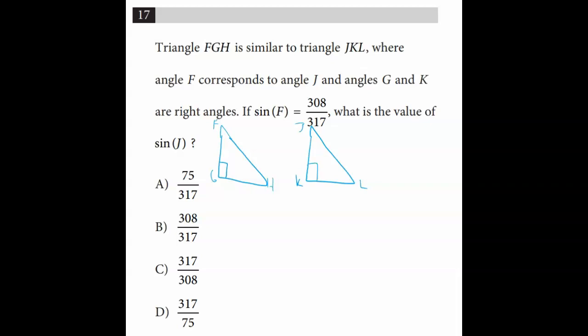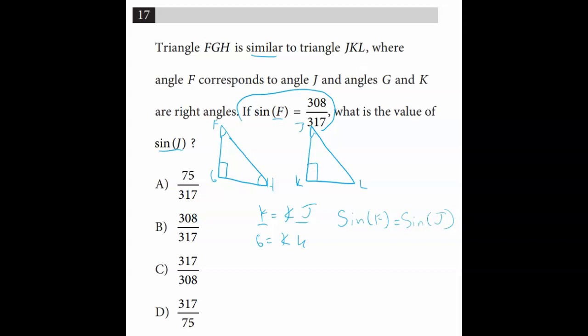If the sin of F is 308 over 317, what is the value of the sin of J? Okay, cool. Well, don't spend too much time doing this problem because you need to know that if these triangles are similar to each other, that means all their angles are going to be the same. So the angle of F is going to equal the angle of J, and the angle of G is going to equal the angle of K, and so on. But knowing that F equals J, then wouldn't the sine of F be the same as the sine of J if they're the same angle? The answer is yes.